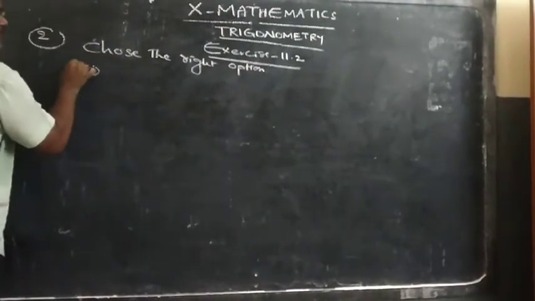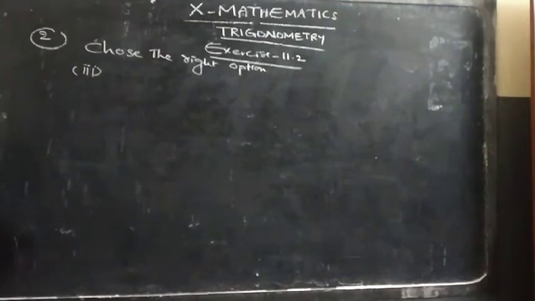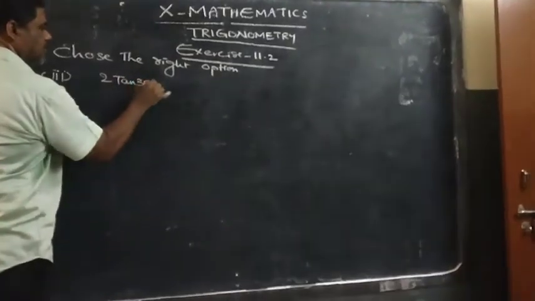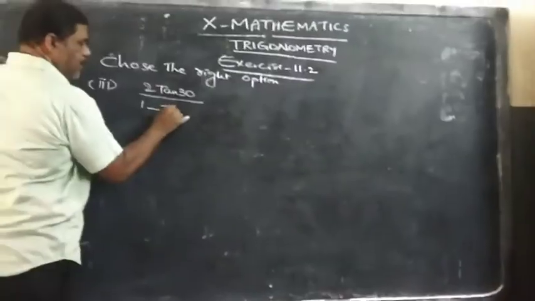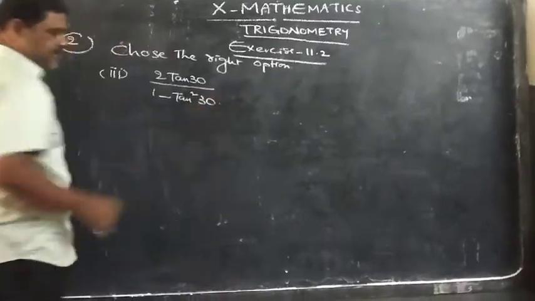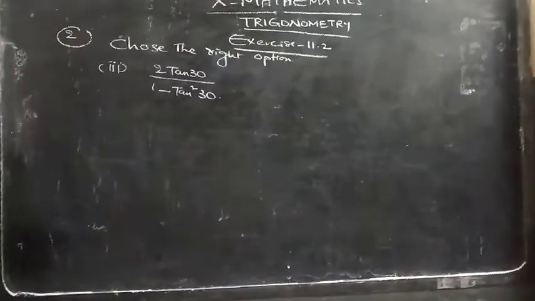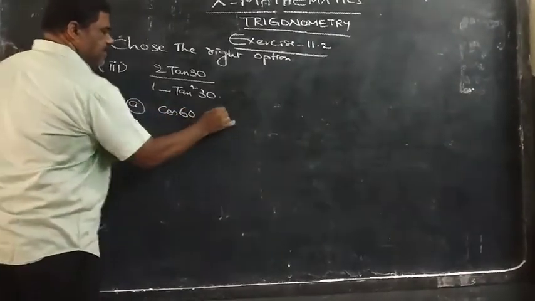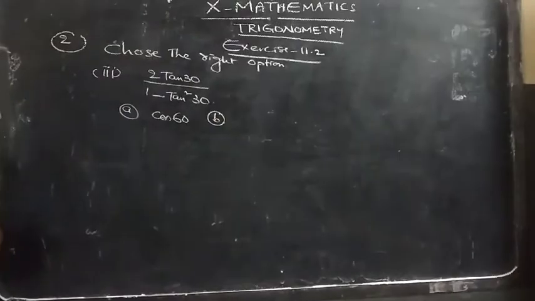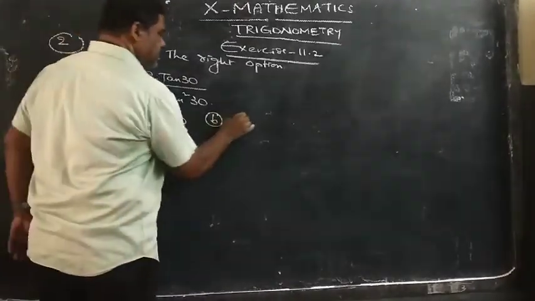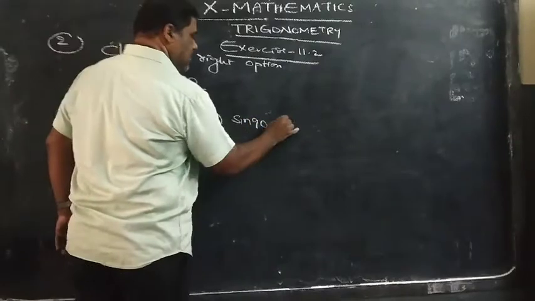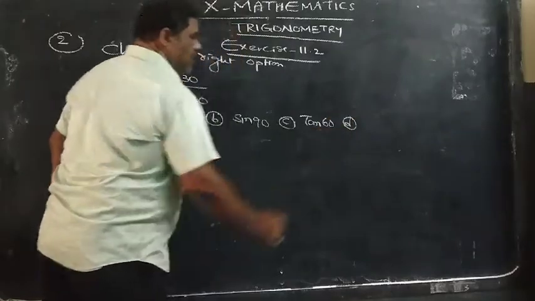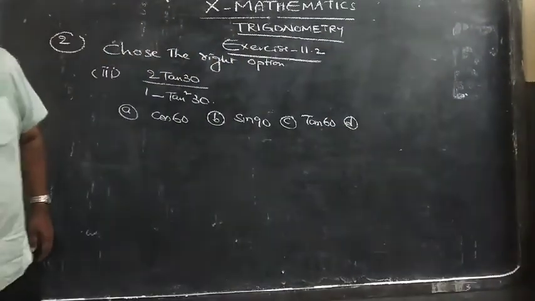Right, third one. 2 tan 30 degrees by 1 minus tan square 30 degrees. 4 options are there. First one is cos 60 degrees. Second one sin 90. Third one tan 60. Fourth one sin 30.